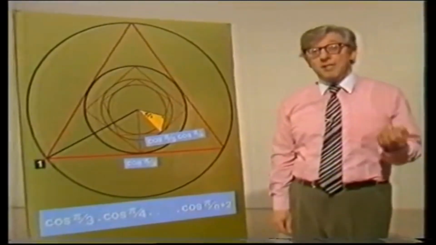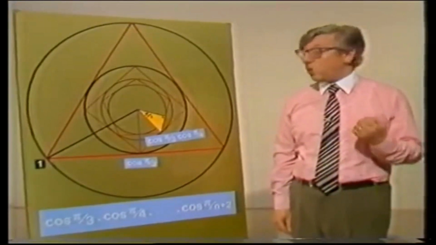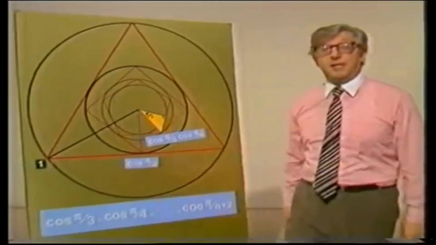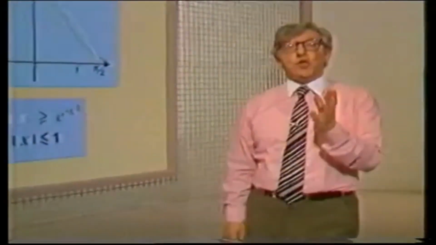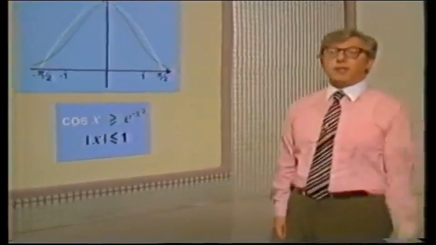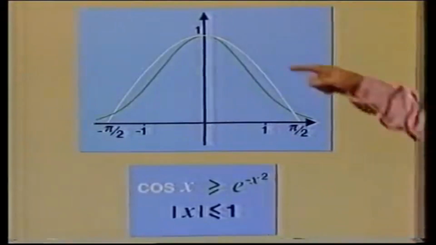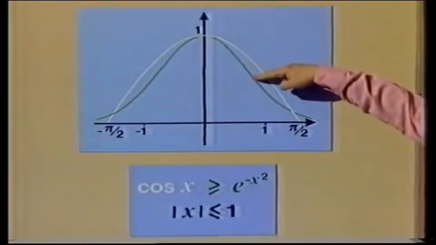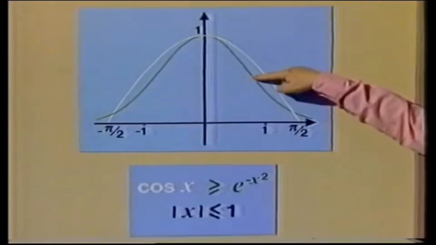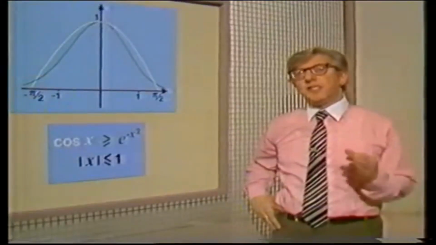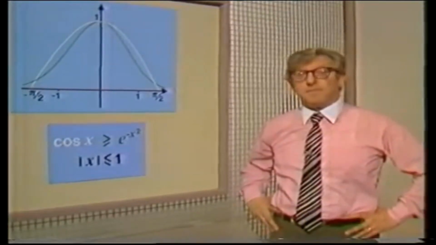Well, if you're looking for a positive lower bound, then the thing to do is to work with inequalities for the cosines. And that's where the pre-programmed work with inequalities comes in. You should have found an inequality between the two functions whose graphs I have over here. You can see from the graphs that cos x is greater than or equal to e to the minus x squared in the range mod x less than or equal to 1. But how can this rather strange inequality help us?